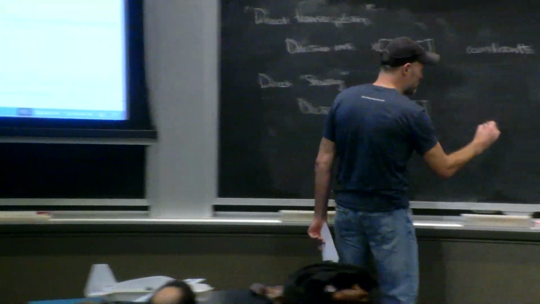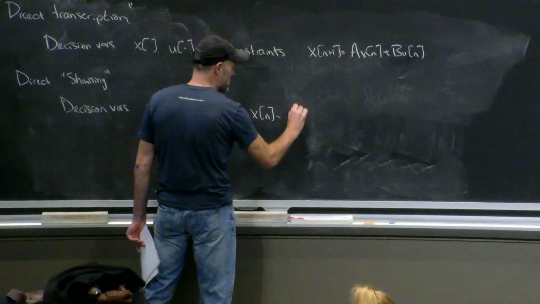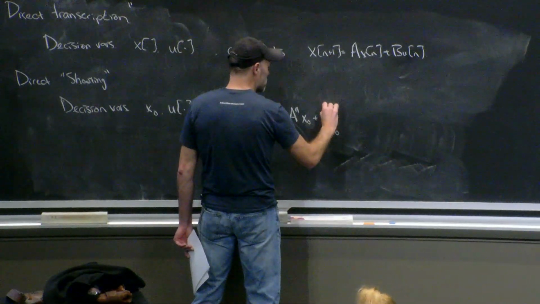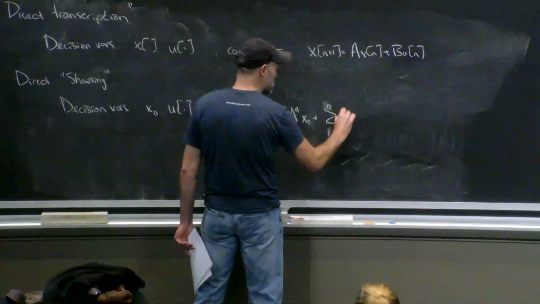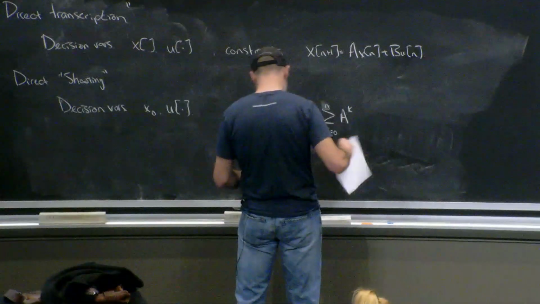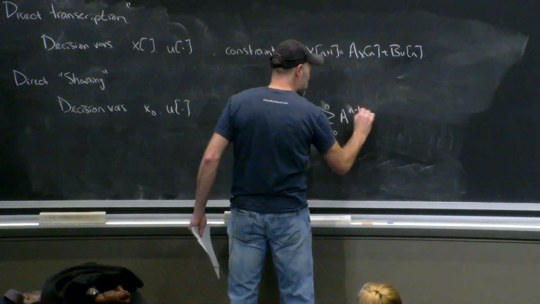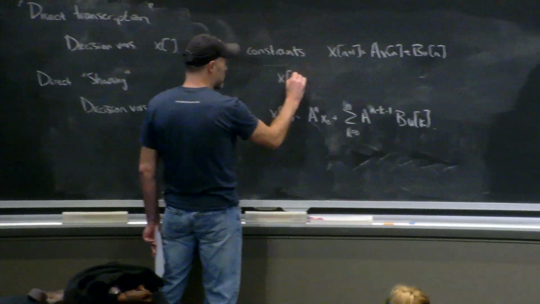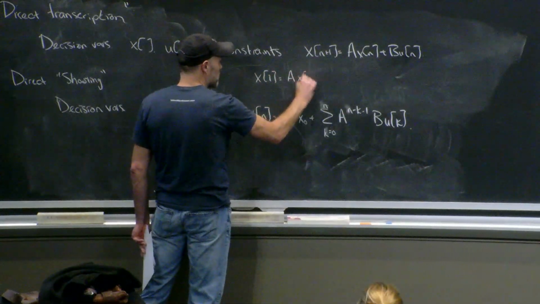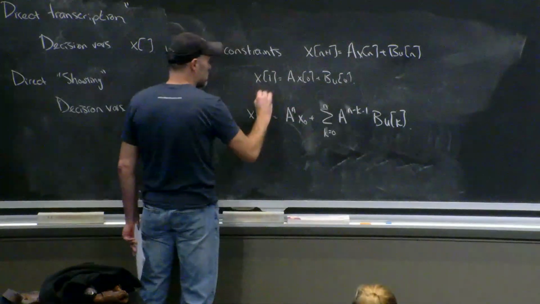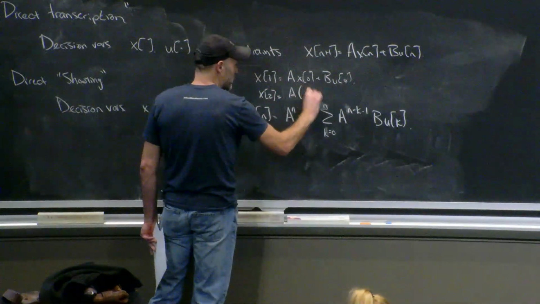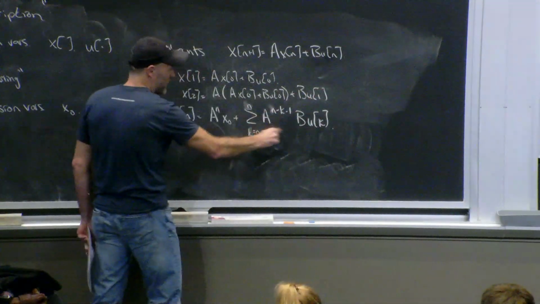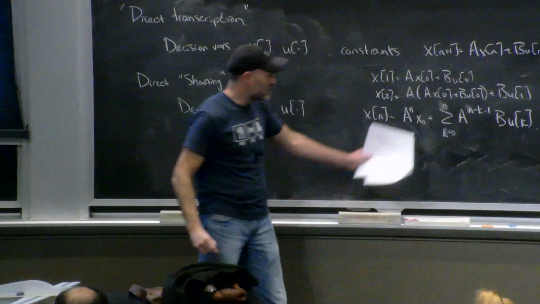Why? Because, especially for linear systems, I can always write x of n as A to the n x0 plus, what is it? The sum over k of A to the n minus k minus 1 times B u k. That's just, x0 is x0, x1 is A x0 plus B u0, x2 is A times that whole thing. Right, you just add that up. It has this nice pattern that emerges.